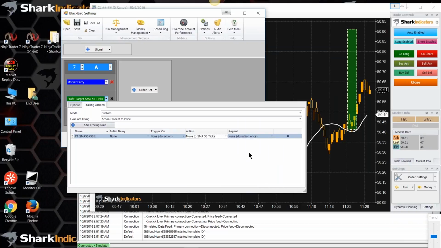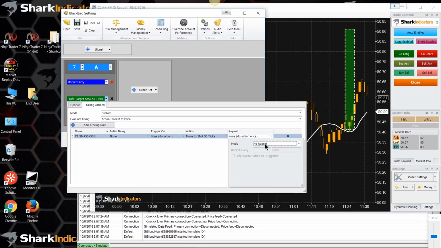All right, and now we want to repeat this. So we want this trailing rule to repeat on every bar. So we'll set our repeat to indefinite if you want it to repeat forever, and then the default setting here is every bar. So repeat every one bar. And that's all we have to do. So all we had to do is just set it to repeat indefinitely and just use the default settings here of every bar. Like so.